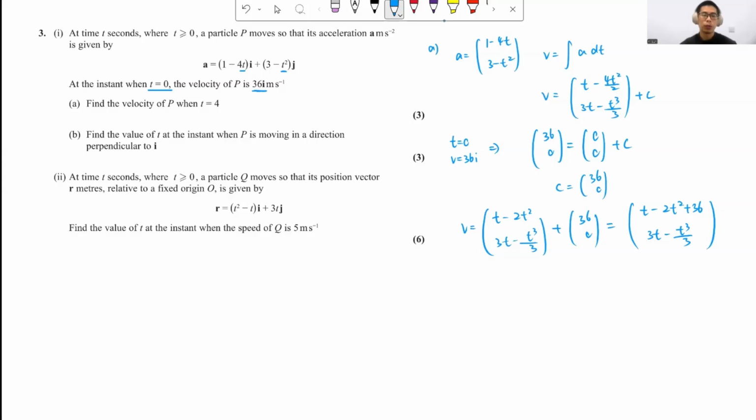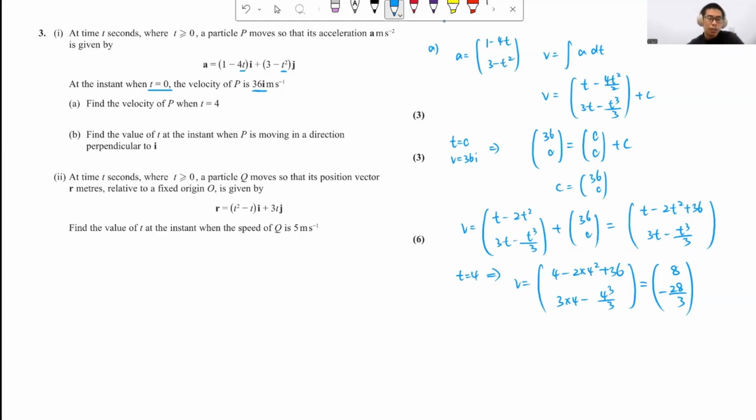And then we want to work out the velocity when t equals 4. So we just let t equal to 4 and substitute in. Then velocity is equal to (4 − 2 × 4² + 36, 3 × 4 − 4³/3). Now if we put that in the calculator, 4 minus 2 times 4² plus 36 will give us 8 for the i component. And then for the j component, 3 times 4 minus 4³ over 3 would be negative 28 over 3. So that would be the final answer for part A.